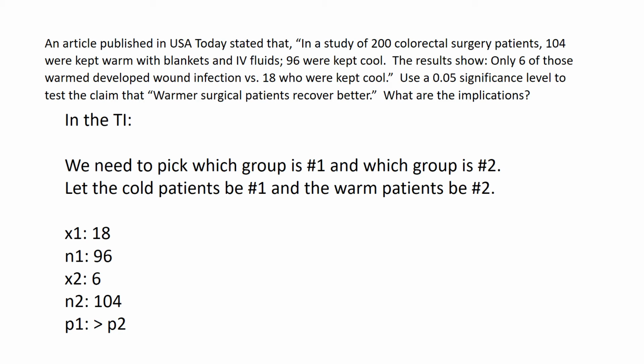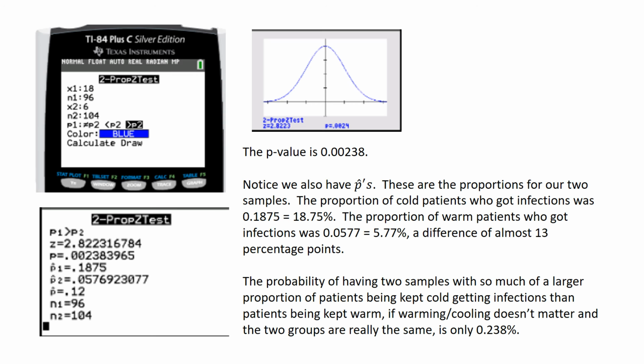And our claim is that the proportion of infections in the first group is greater than the proportion of infections in the second group. So P1 is greater than P2. That is the claim that we are testing. In your calculator, as we said, fill out everything. And then when you highlight calculate and hit enter, we get the bottom left screen.